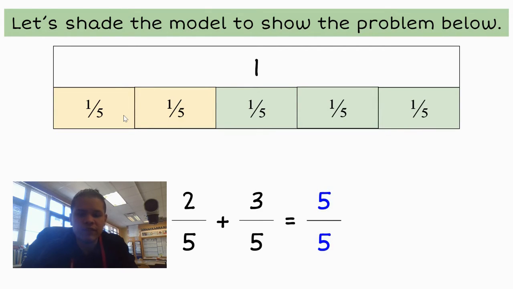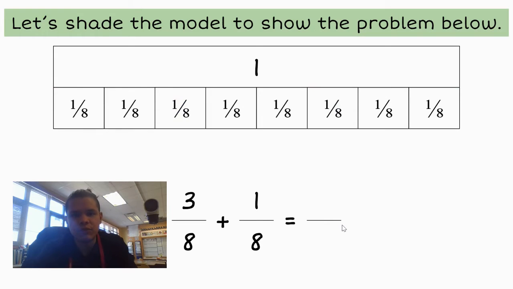You may remember from a previous video that when you have a common denominator, in this case, your common denominator is 5, then you just add the numerator. 2 plus 3 is 5, so 2/5 plus 3/5 is 5/5.